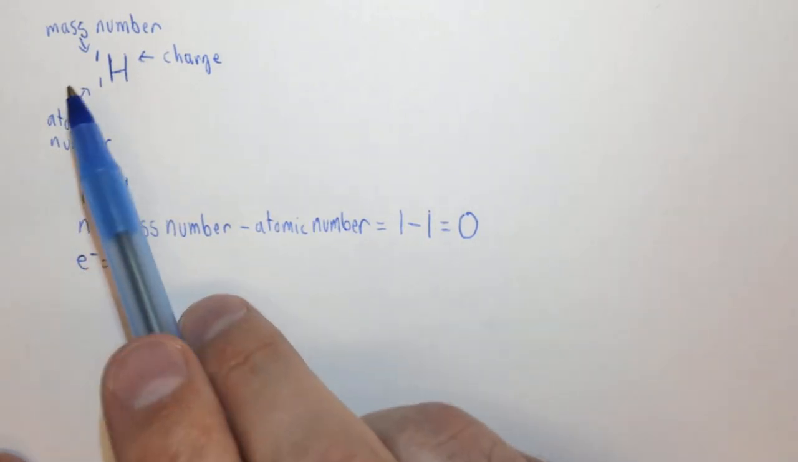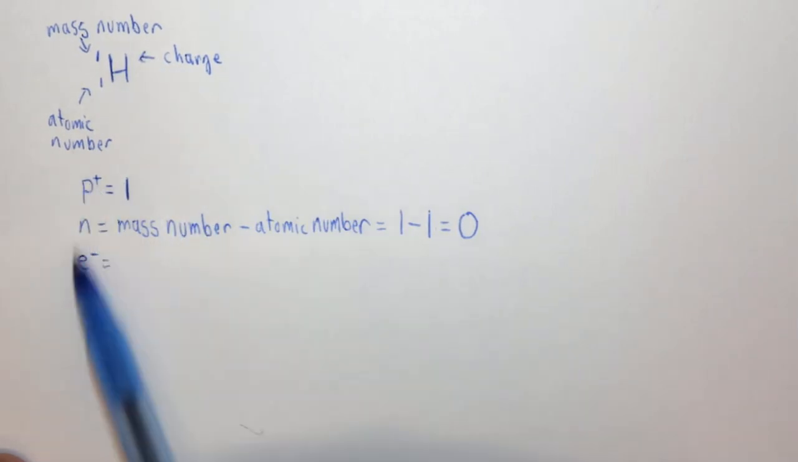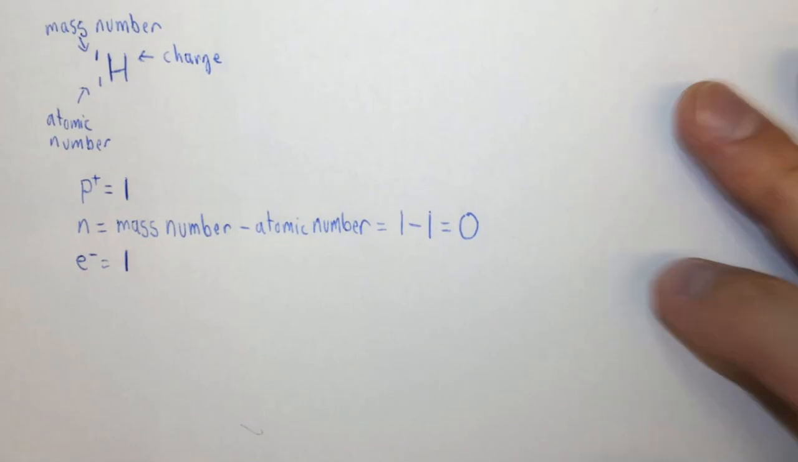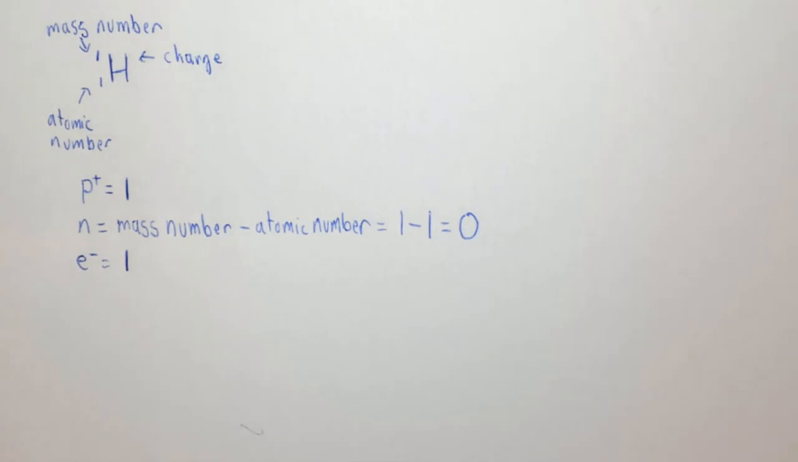Electrons. If it's neutral, the electrons and protons are equal. So in this case, we have 1 electron, which is exactly the same as the number of protons because it's neutral. Note that if it is not neutral, this is not true. Let's look at another example.